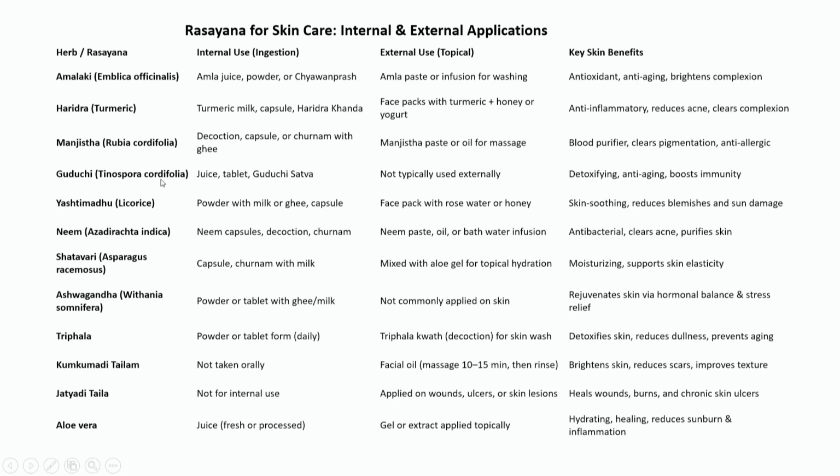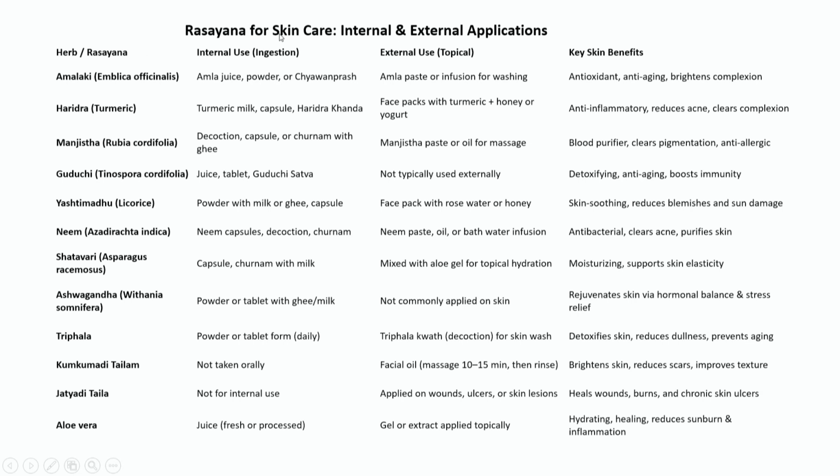Guduchi, Tinospora cordifolia, Mulethi (Yashtimadhu, licorice), neem, Shatavari, Asparagus racemosus, Ashwagandha, Withania somnifera, Triphala is a compound of Haritaki, Bibhitaki and Amla, and Kumkumadi Tailam, it is also a compound product of Ayurveda. Jatyadi tel, which is made from jasmine flowers, and aloe vera gel. So these are the important medicinal plants described in Ayurveda for skin care.